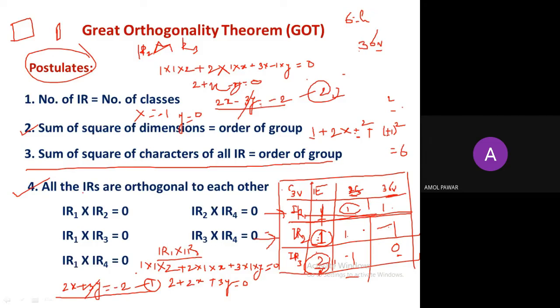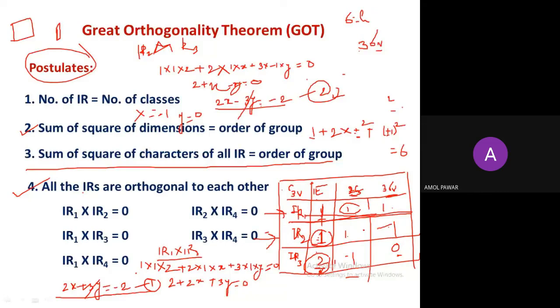So I hope you understood how to construct the character table for C2v and C3v. Okay, so the first postulate is number of IR is equal to number of classes. And a class is nothing but elements: elements with respect to identity are different, elements with respect to the Cn axis are different, and sigma or plane. The sum of squares of dimensions with respect to identity is equal to the order of group, but the character of identity can never be negative or zero, it is always positive.